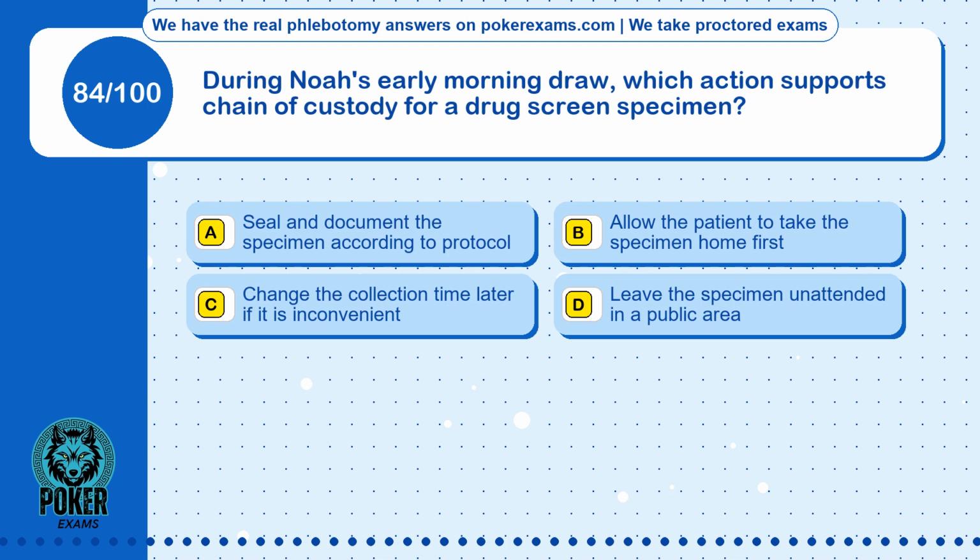Question 84. During NOAA's early morning draw, which action supports chain of custody for a drug screen specimen? Option A. Seal and document the specimen according to protocol. Option B. Allow the patient to take the specimen home first. Option C. Change the collection time later if it is inconvenient. Option D. Leave the specimen unattended in a public area.